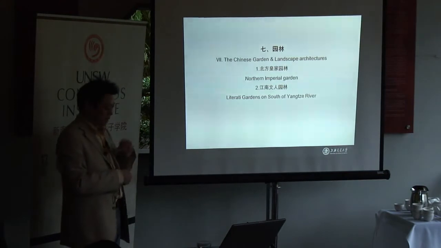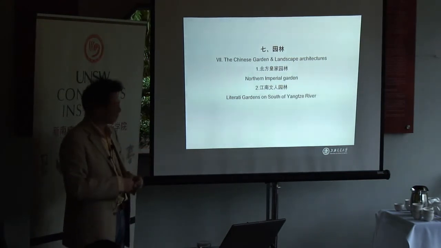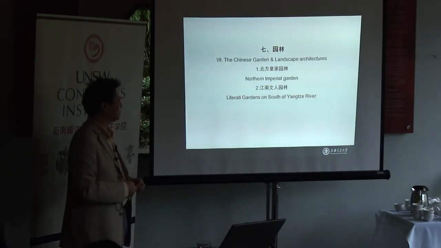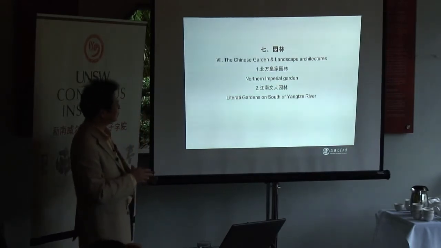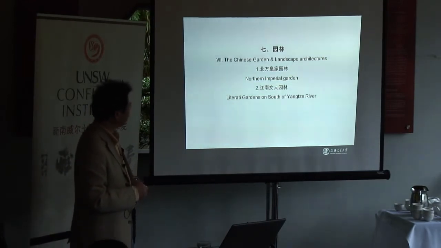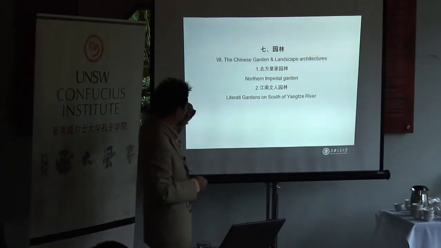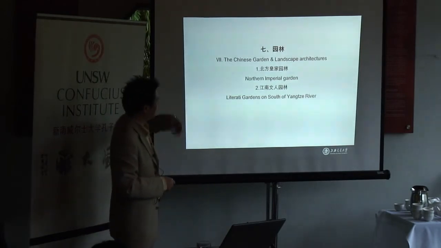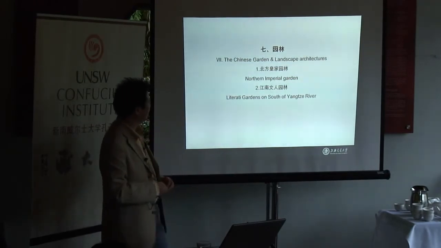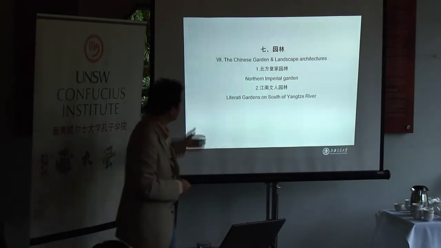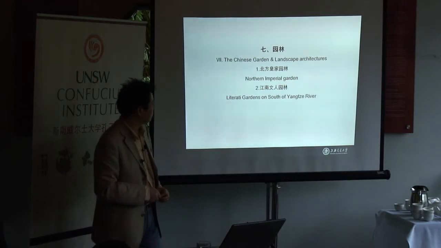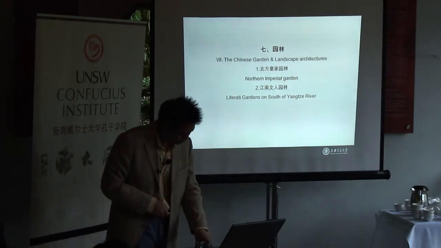Okay, then the last part we talk about the gardens. Chinese gardens and landscape architecture are very typical and unique in the world. We can divide the Chinese garden into two parts: one is the Emperor Garden, the other is the Literati Garden in the south of the Yangtze River.